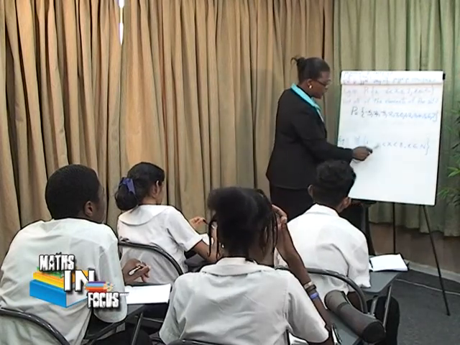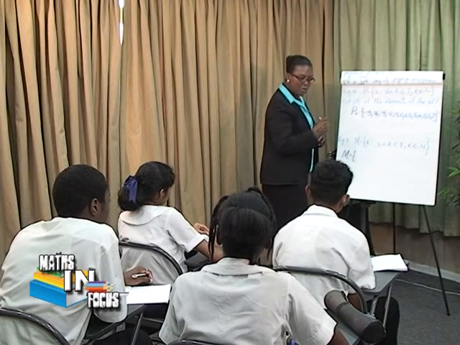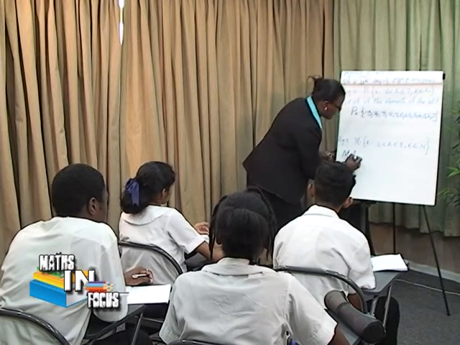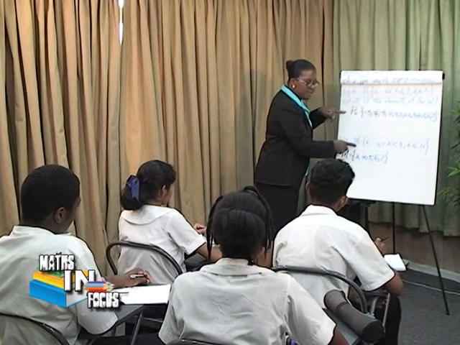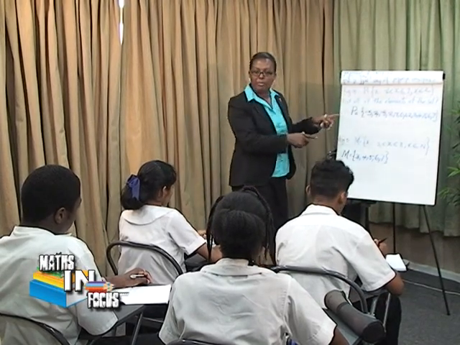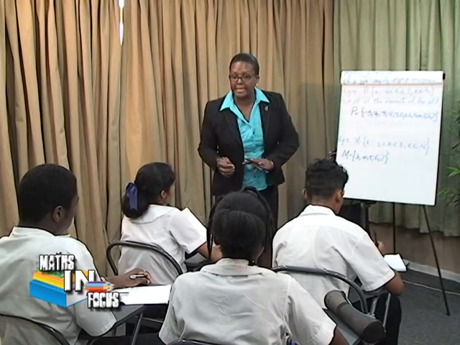Himala, would 2 and 8 be in the set M? No. What's the first element, Himala? 3. Followed by? 4. 5, 6, and 7. And we close. So we can either take a set and write it in set builder notation form, or take the set builder notation form and show it by listing it.